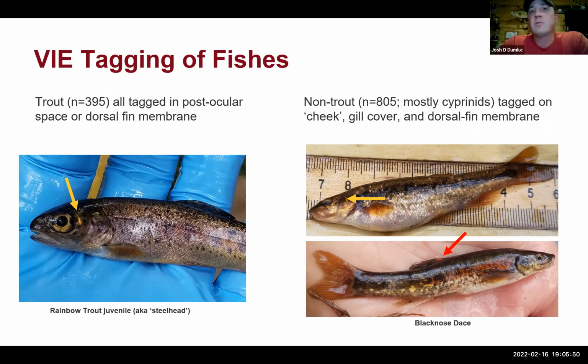The gill cover, which is the black-nosed dace that has an orange mark, and the leading edge of the dorsal fin membrane, which is the one on the bottom with a little red line. Next.